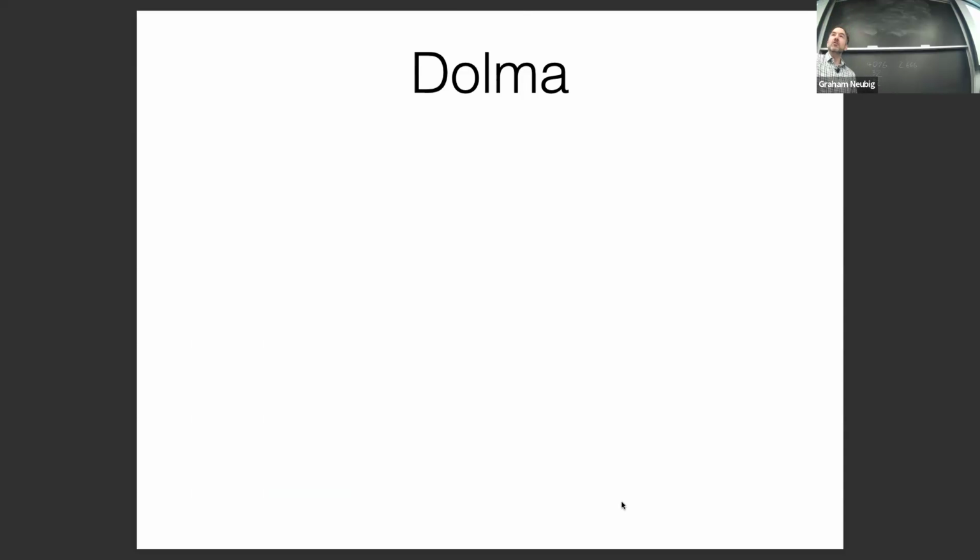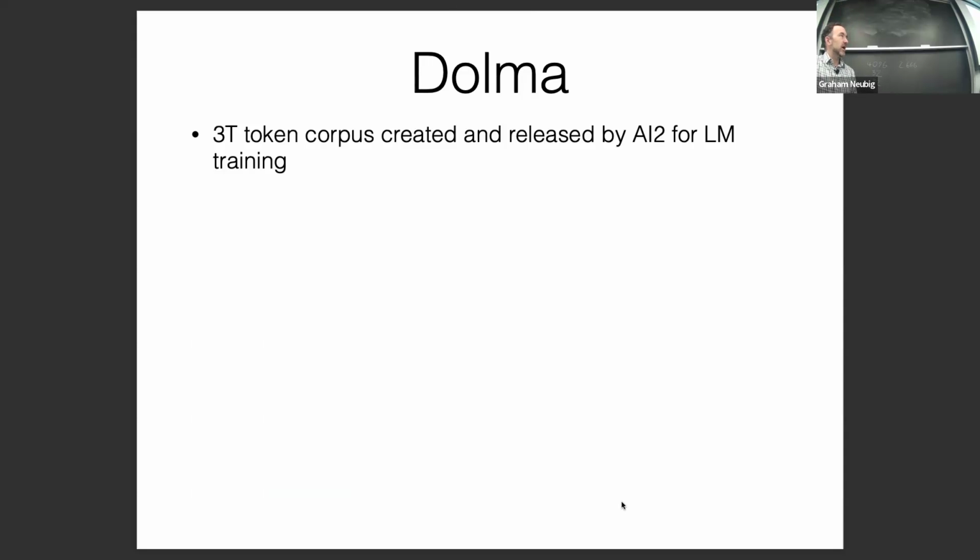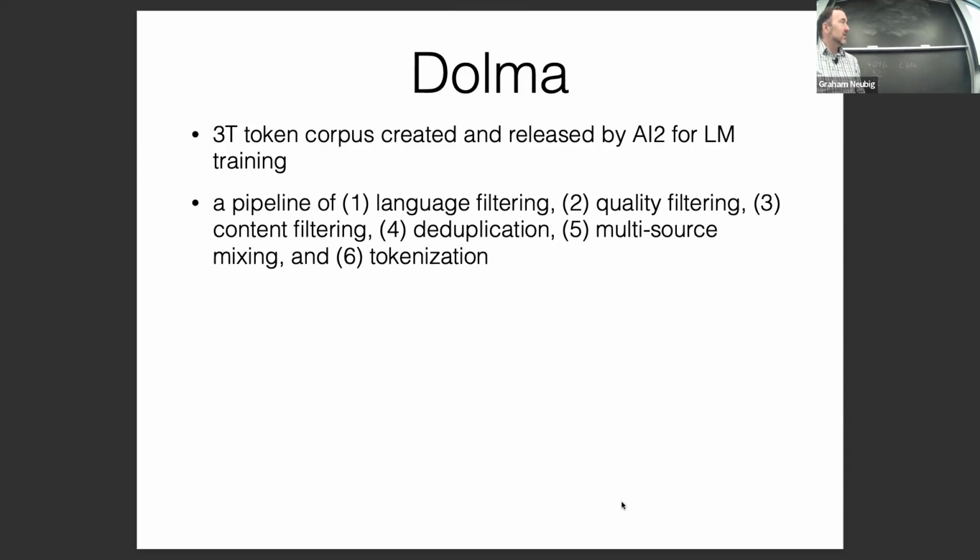So the DOLMA corpus that they created is actually pretty similar to the Pile, but it's a larger corpus. It's 3 trillion tokens. This is also fully open, so you can download it from Hugging Face if you could find some disk to put 3 trillion tokens on. Another thing is that they have a data processing pipeline of language filtering, quality filtering, content filtering, deduplication, multi-source mixing, and tokenization. And the nice thing about this is a lot of this stuff is usually proprietary for most language modeling creators. So if you want to see all of the data processing pipeline that goes into training a model, this is a pretty good example of that.